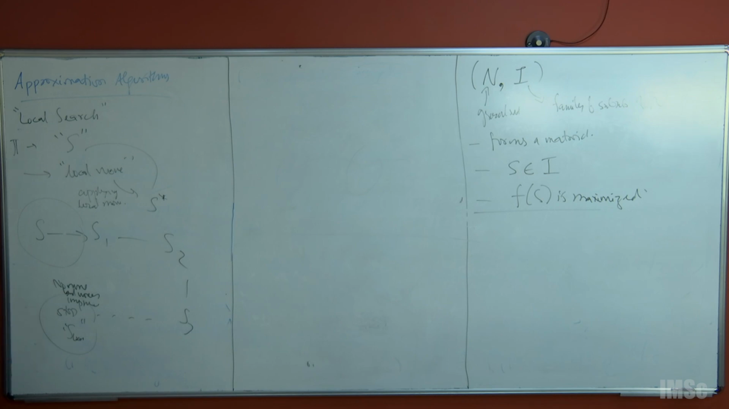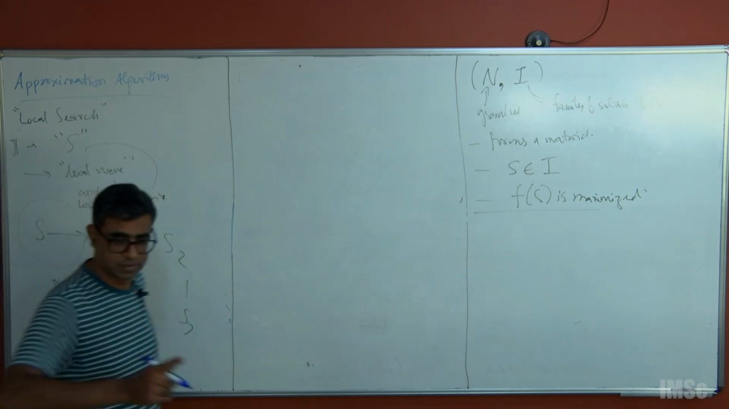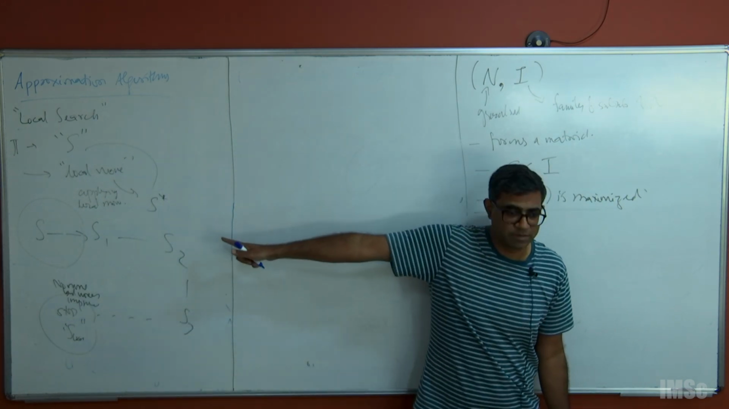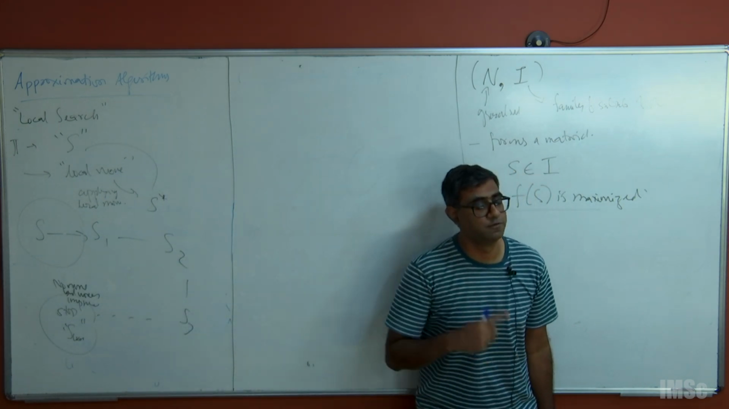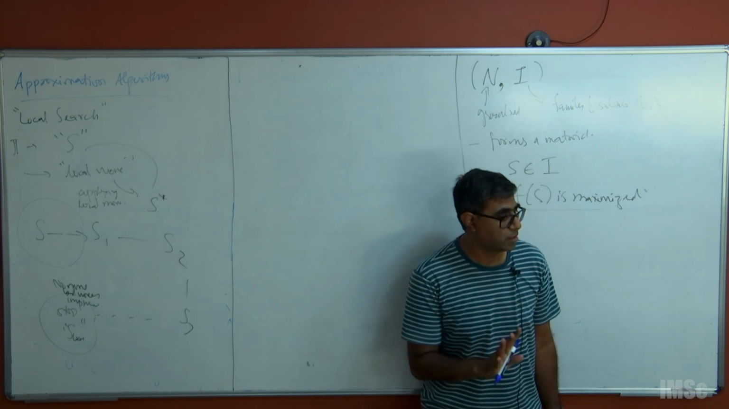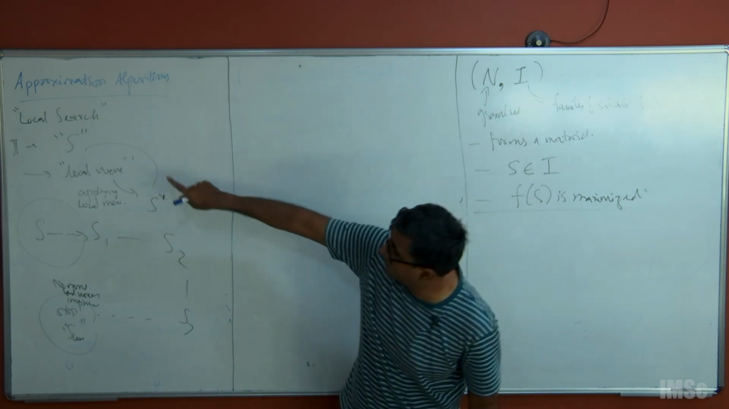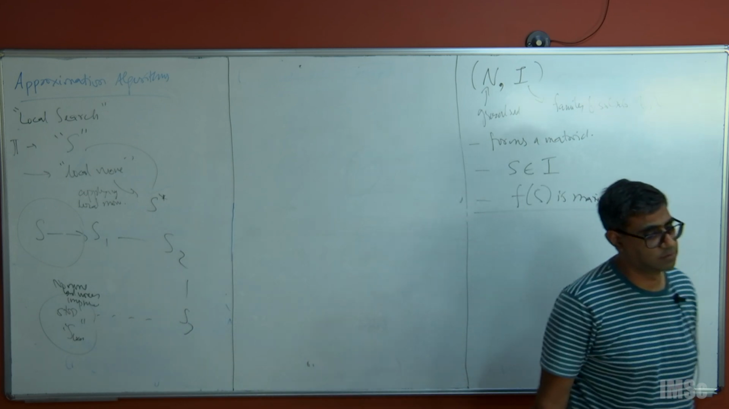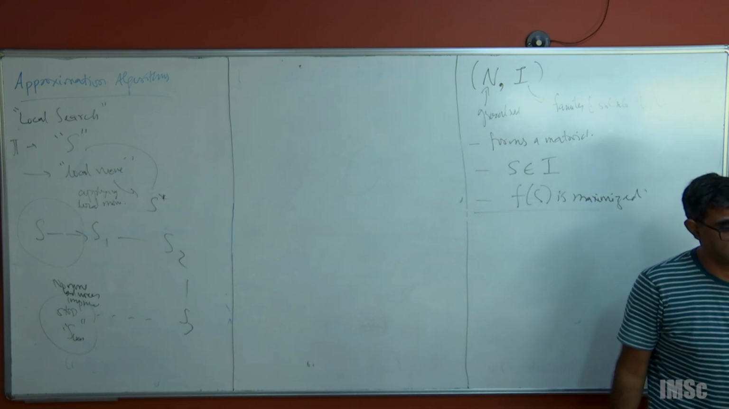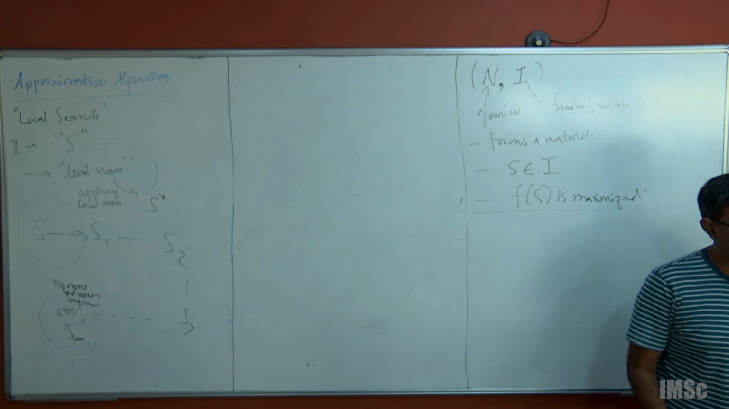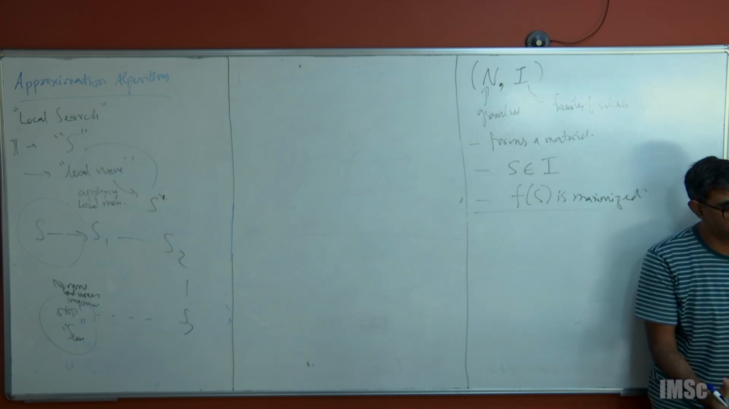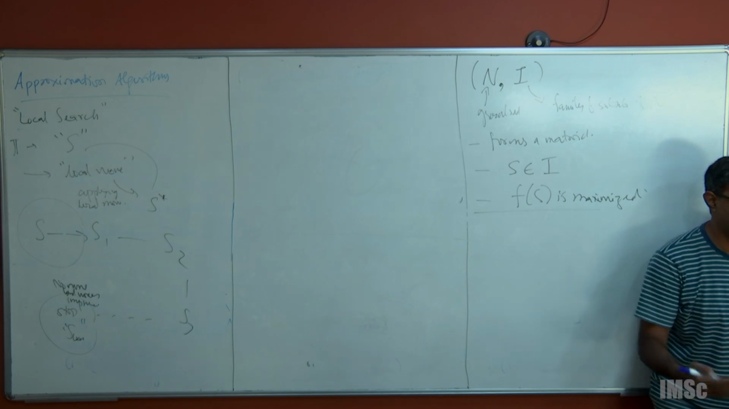So in greedy, what happens is you never start with a solution. You build your solution. Here, I start with a solution and I improve its quality. So I think that could be a basic difference. In the greedy algorithm, I never start with a solution; I build my solution from scratch. Here I start with an arbitrary solution and improve its quality.